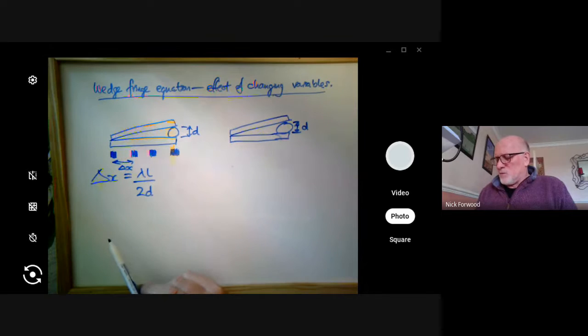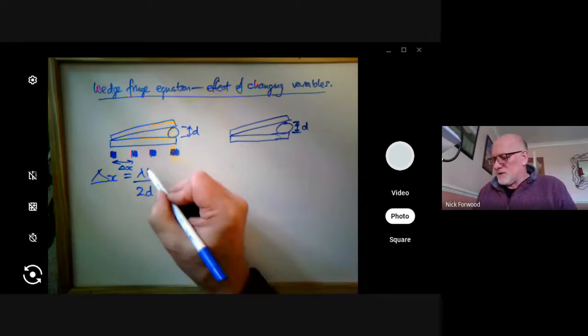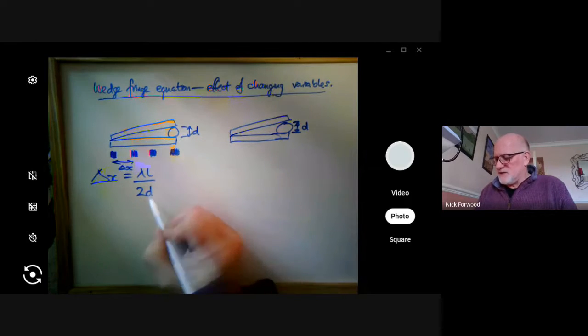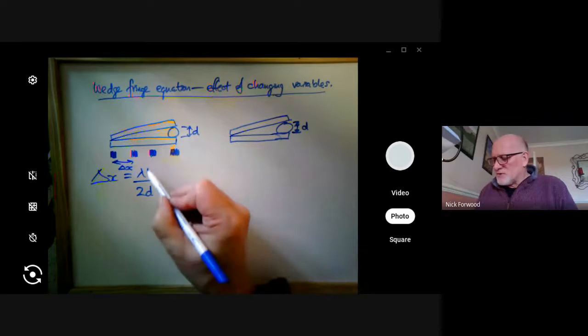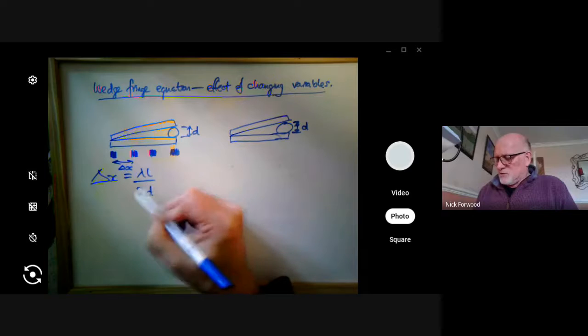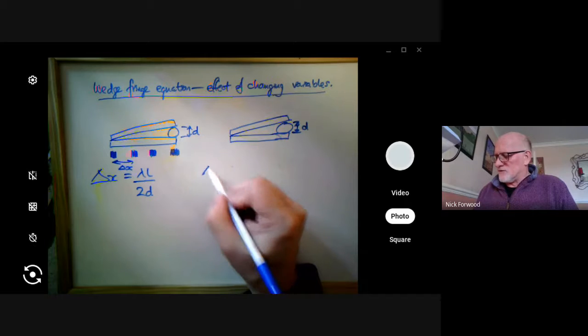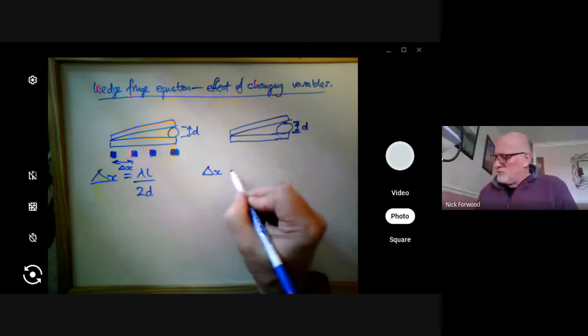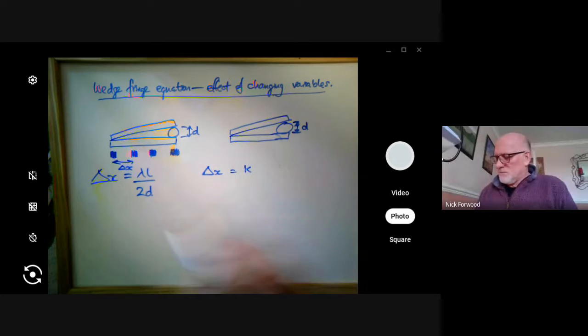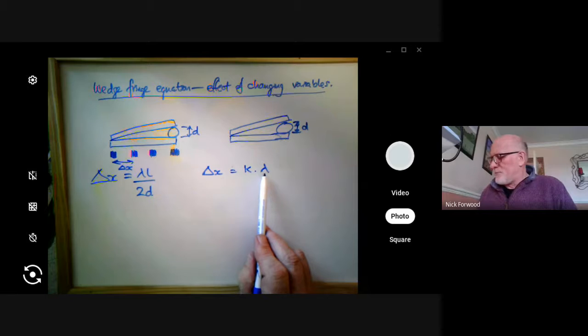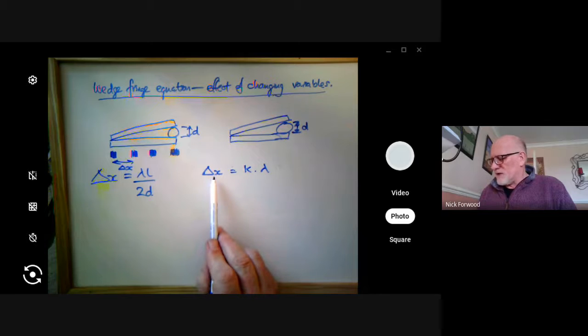What happens if the wavelength gets bigger? Well, the mathematical bit of this is the length stays the same, 2 stays the same, D stays the same. So we've got a constant bit here, L over 2D. So we've got that delta X is equal to some constant, K, multiplied by lambda, and K is L over 2D, as I've just said. So if you make the wavelength bigger, then you will see the fringe spaces get bigger.